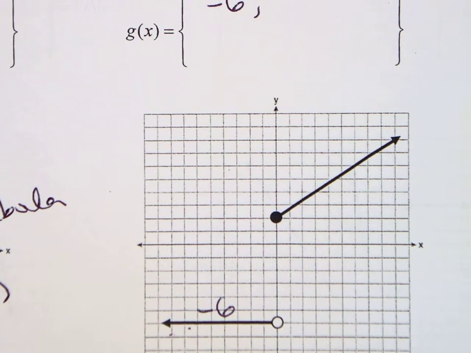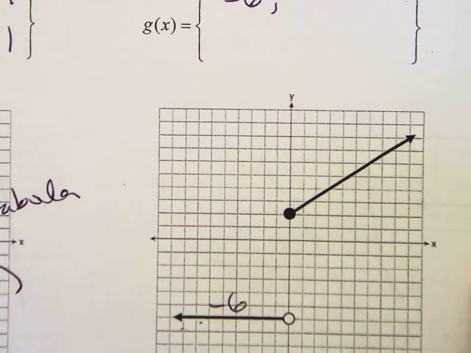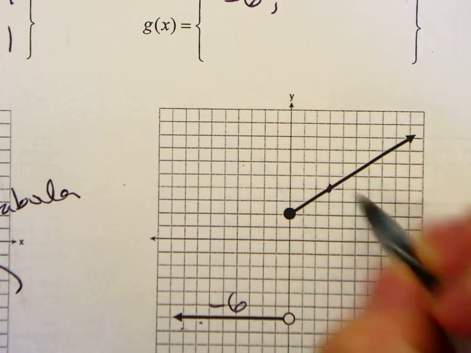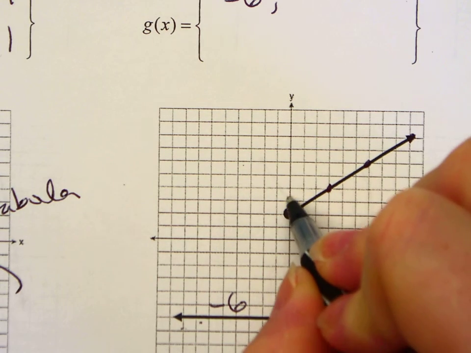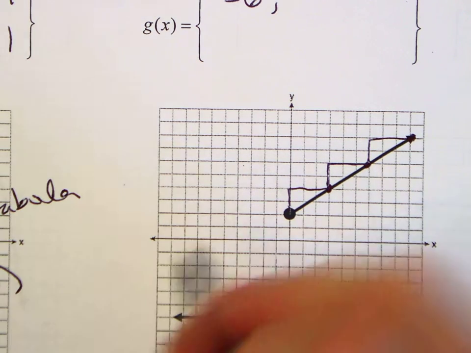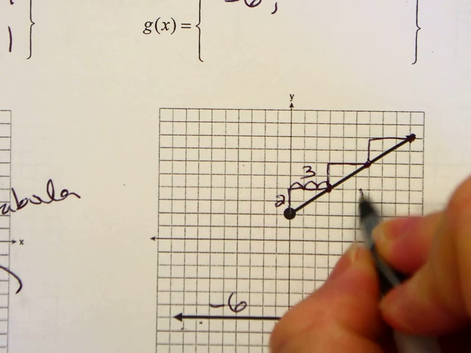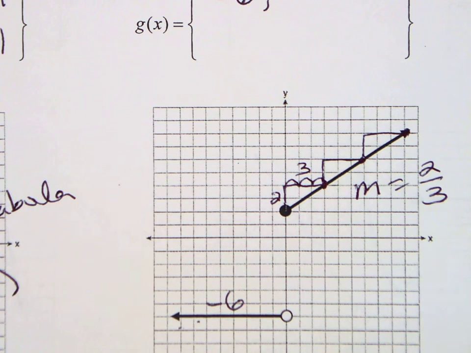All right, so now how about the other line? Again, what's the first thing you need? You need the slope. So let's look, where does this cross at a nice point? Right there, right there, right there. So up and over, up and over, up and over. What kind of slope is that? That's 2 over 3. So my m is 2/3. Do I know my y-intercept on this one?